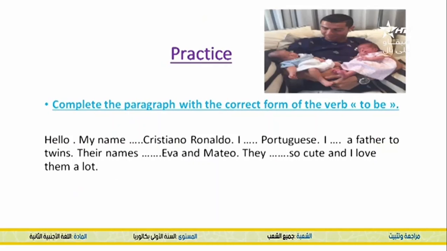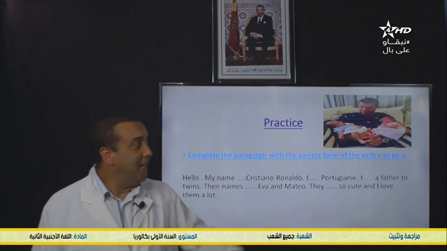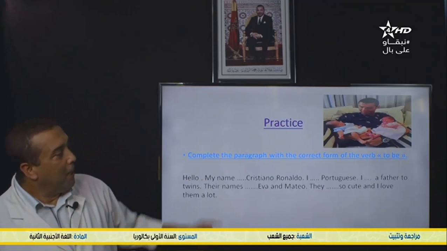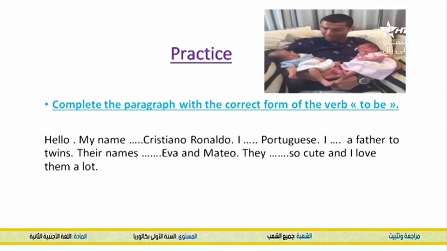Okay, now let's move to some practice. What can you see in this slide? Yes, it's a picture of Cristiano Ronaldo, right? Now here in this picture, Cristiano Ronaldo is carrying, is holding his twins. Now look at the paragraph. I want you to read this paragraph and complete it with the correct form of to be. Right? Simple. Let's do it together.